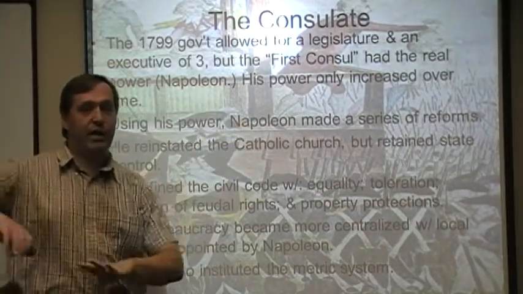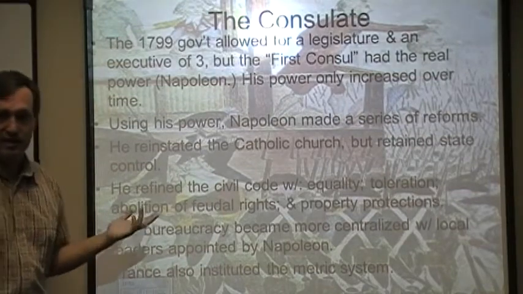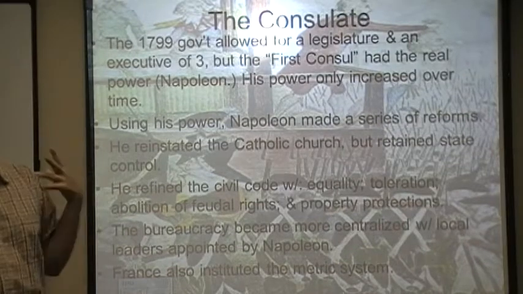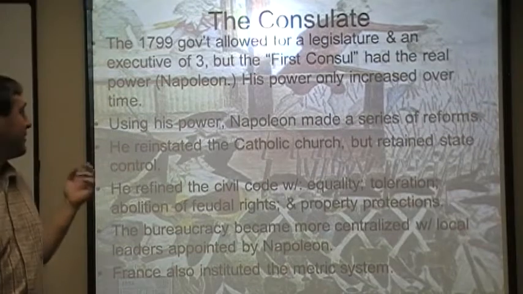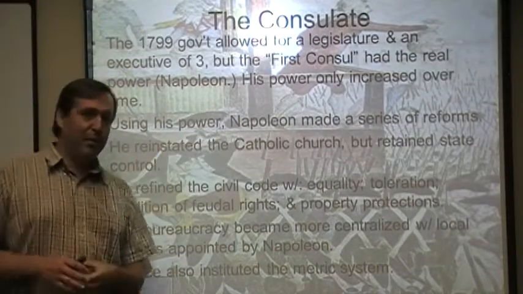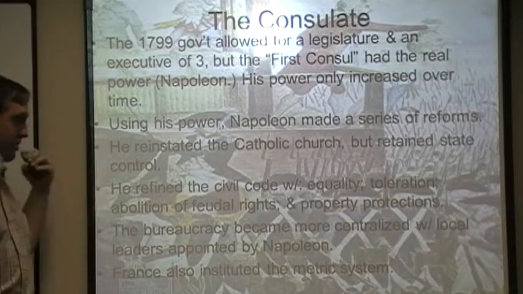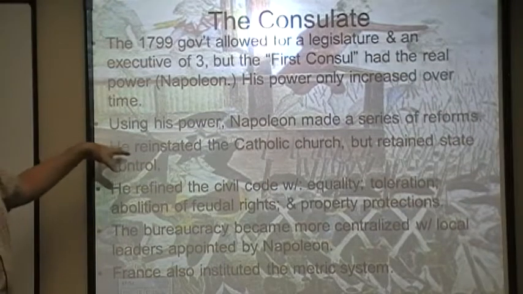Napoleon's power is only going to increase over time until eventually he becomes the only guy who really is the important person in the government, and then eventually he'll be the emperor. He'll be the only guy in the government, except for people that he delegates. So using this little bit of political power, though, Napoleon was a reform-minded person. He very much had the ideas of the revolution in his head, and he's going to make some changes.